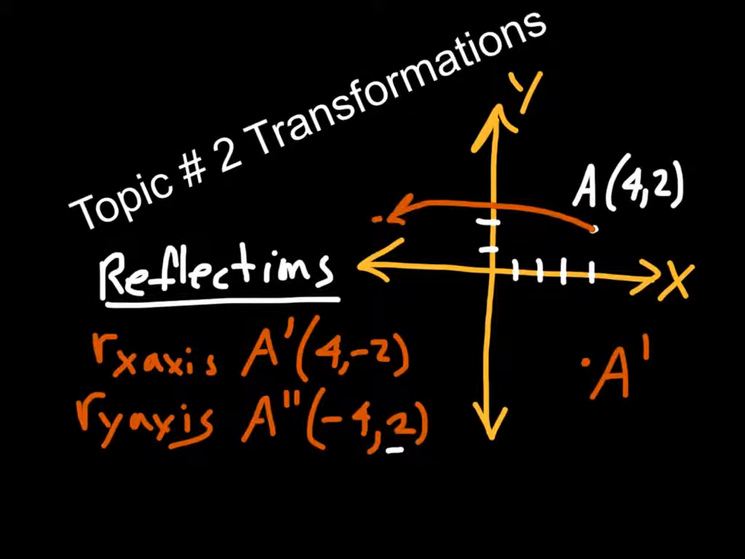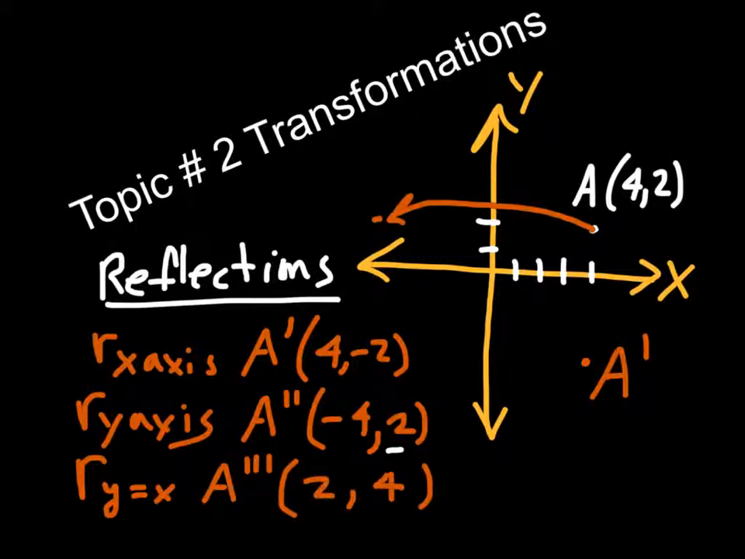Okay, other reflections that you need to know also would be reflecting over the line y equals x. All that will do is take our original point and trade the x-coordinate for the y-coordinate.